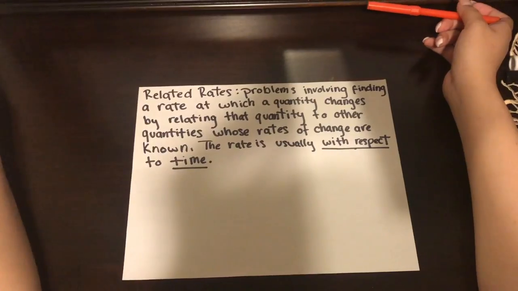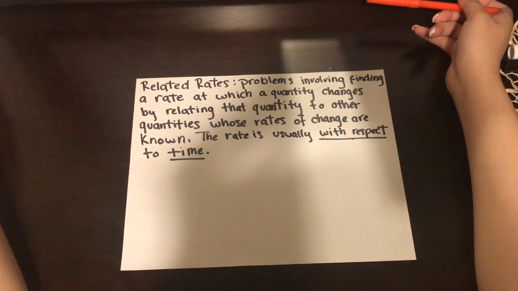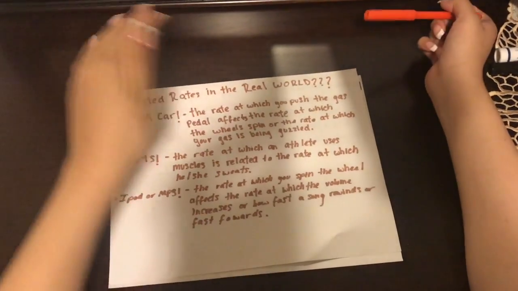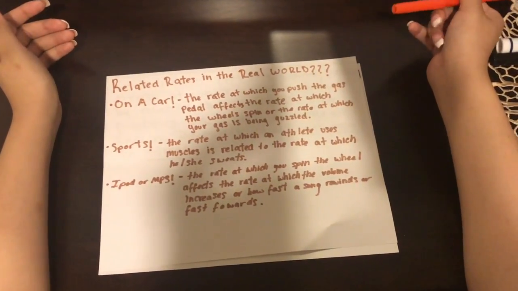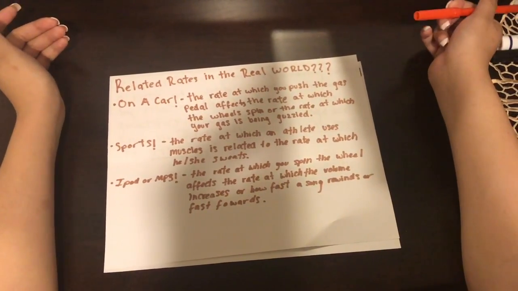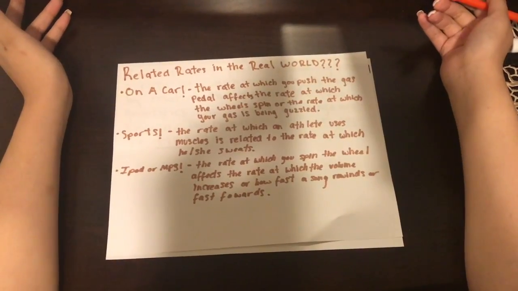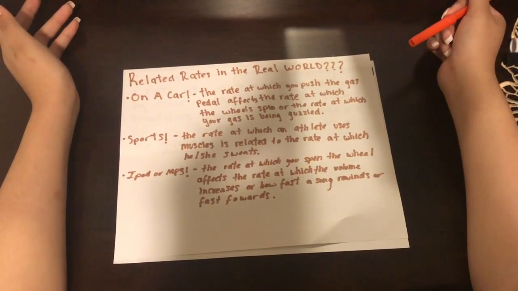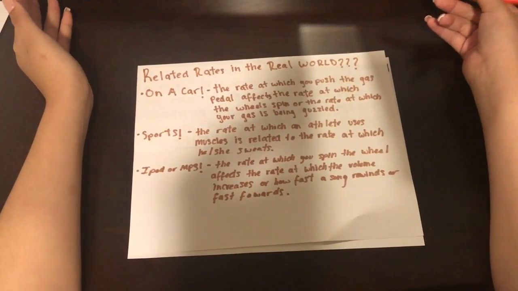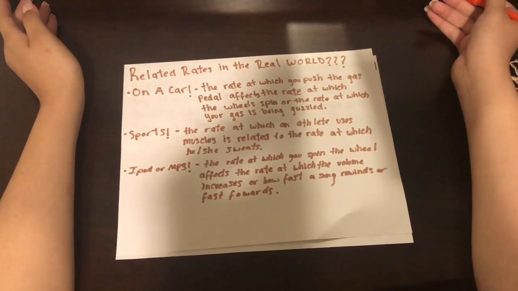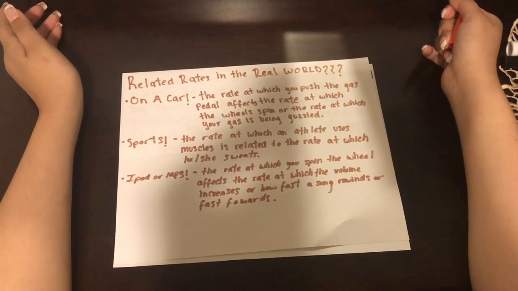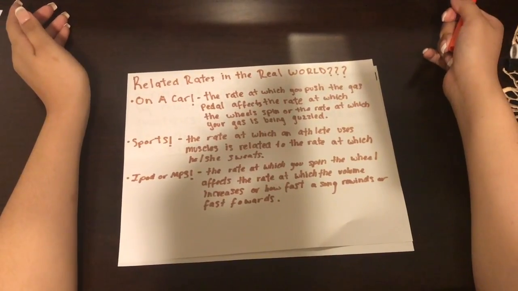Now you may be asking yourself, where would we see related rates in the real world? Well, maybe you can see related rates on a car. The rate at which you push the gas pedal affects the rate at which the wheels spin, or the rate at which your gas is being guzzled. Maybe in sports, the rate at which an athlete uses muscles is related to the rate at which he or she sweats. Or maybe on an old iPod or MP3 player, the rate at which you spin the wheel affects the rate at which the volume increases, or how fast a song rewinds or fast forwards.